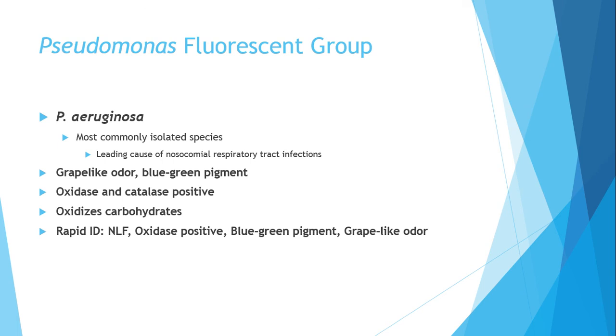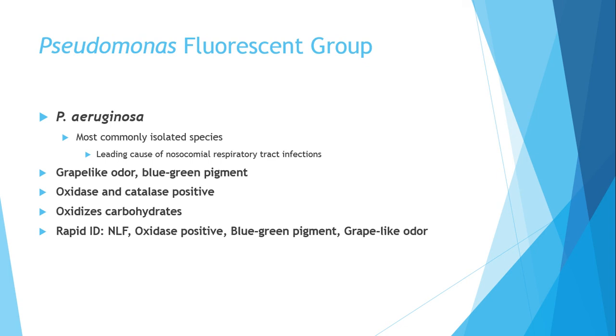oxidase and catalase positive. It oxidizes carbohydrates, so it doesn't ferment, it oxidizes them. So you might see a pinkish hue on the MacConkey agar with some of these because they're oxidizers, but it's not that bright pink that you see with the lactose fermenters. It's a weird kind of light pink.